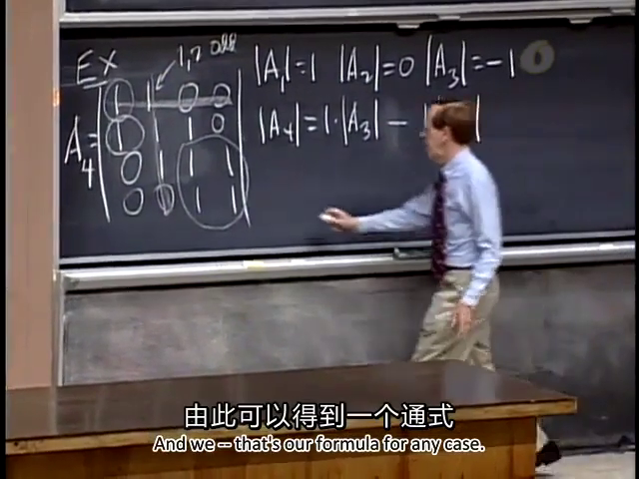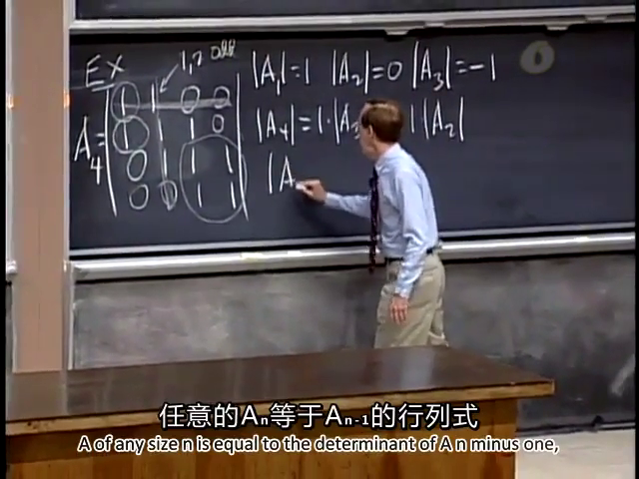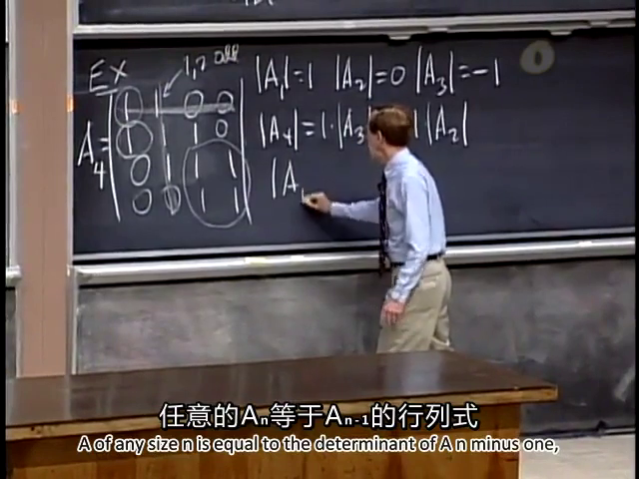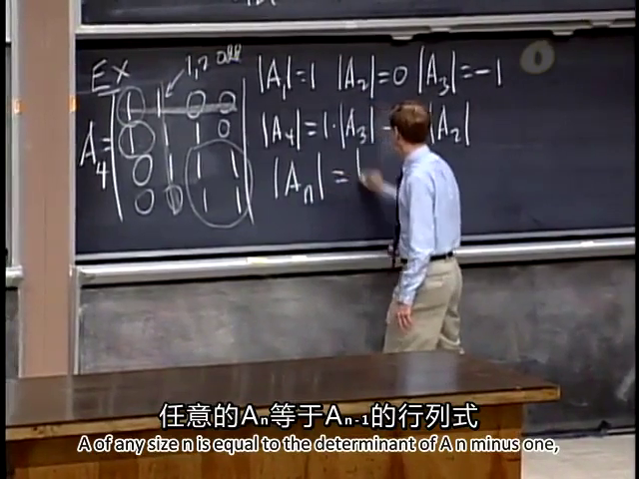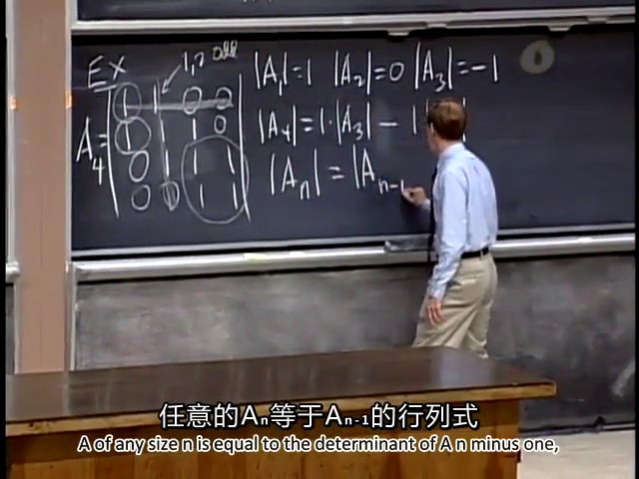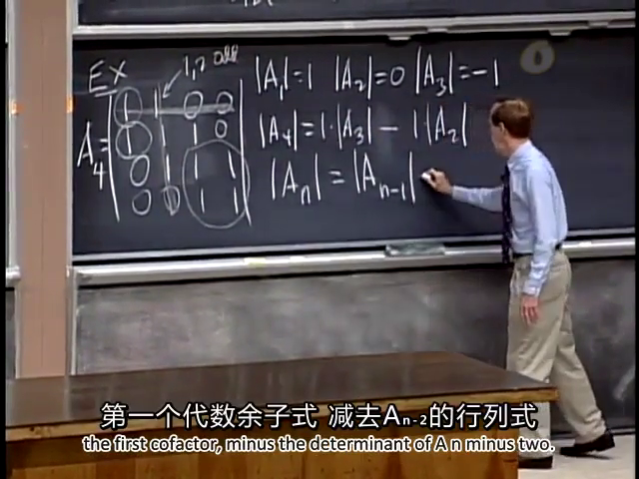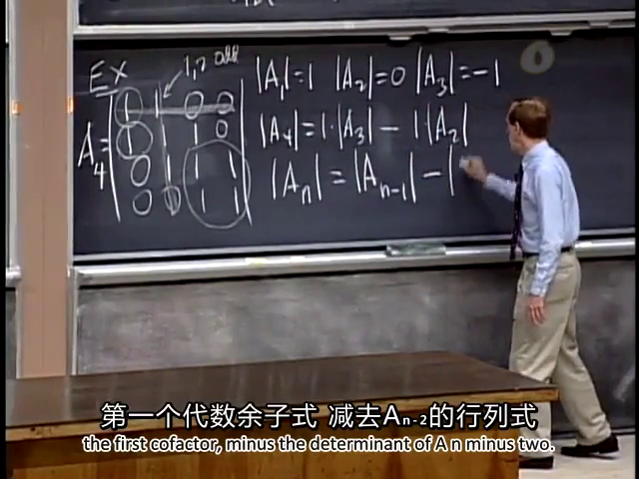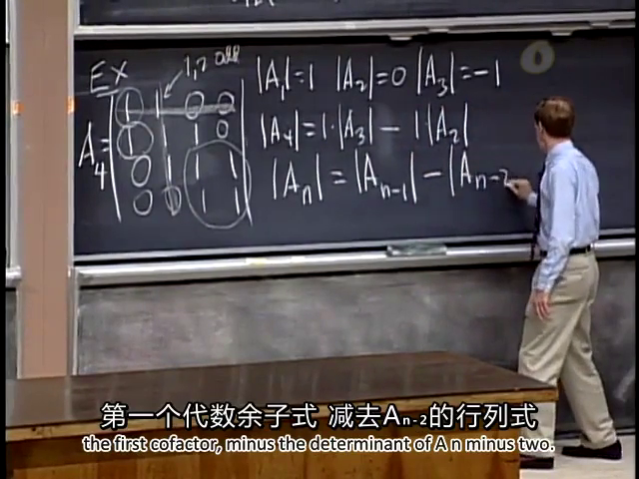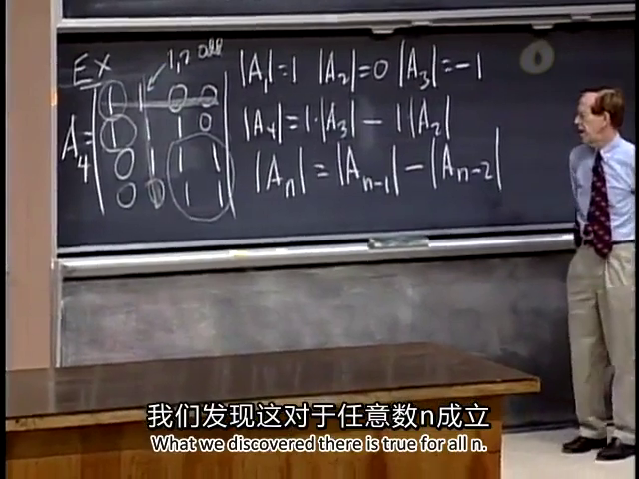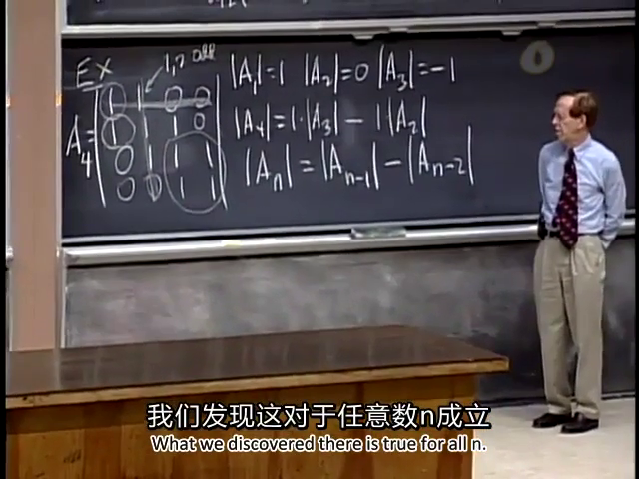And that's our formula for any case. The determinant of A_n, of any size n, is equal to the determinant of A_(n-1). That's what came from taking the 1 in the upper corner, the first cofactor, minus the determinant of A_(n-2). What we discovered there is true for all n.